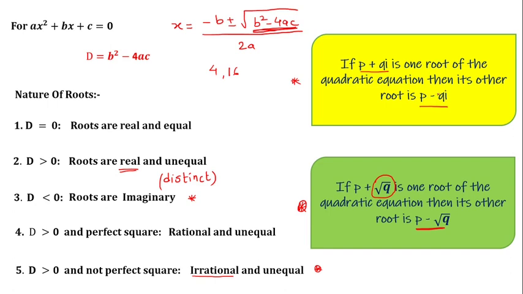That means whenever a quadratic equation has imaginary roots, those are always complex conjugate. And whenever a quadratic equation has irrational roots, those are always irrational conjugate. So one may remember this as complex conjugate, and the second point as irrational conjugate. So these are two important points related to roots.